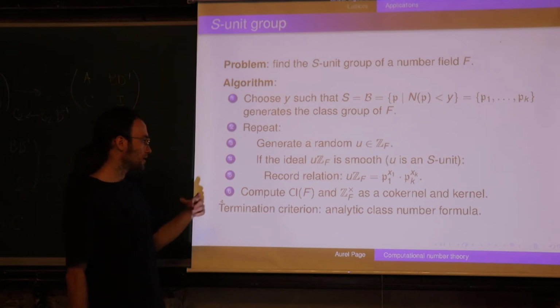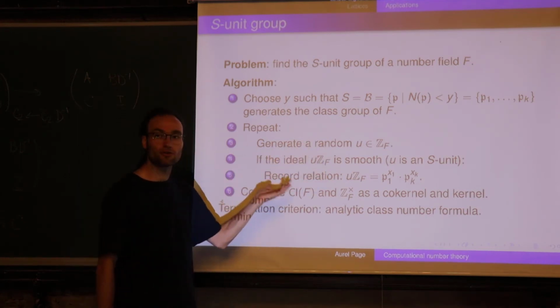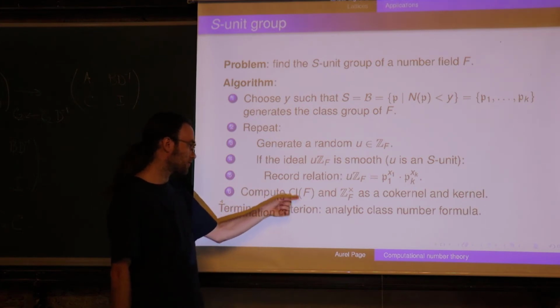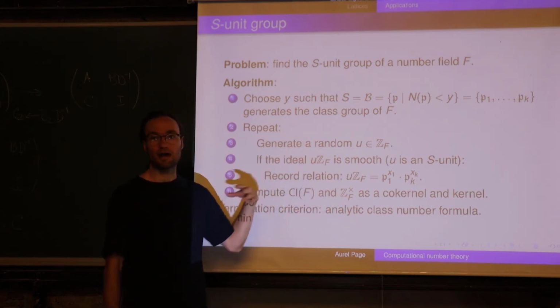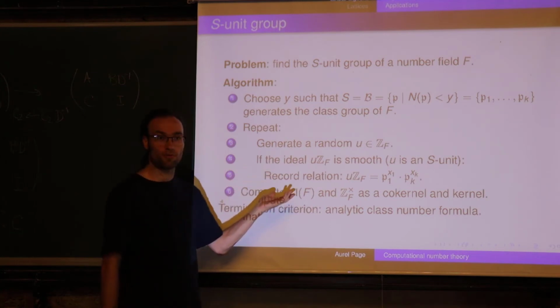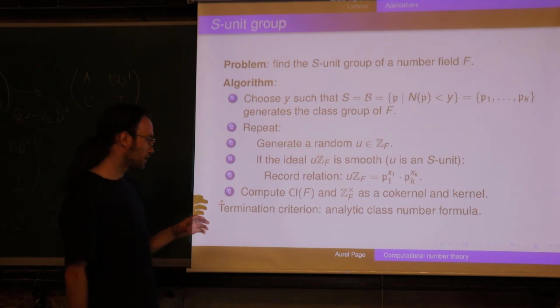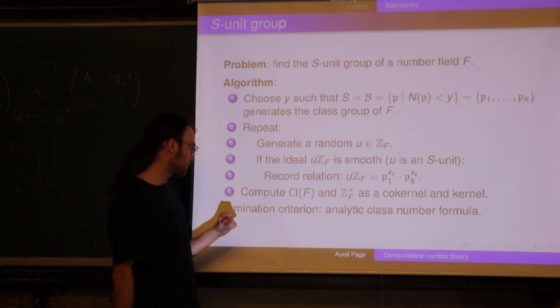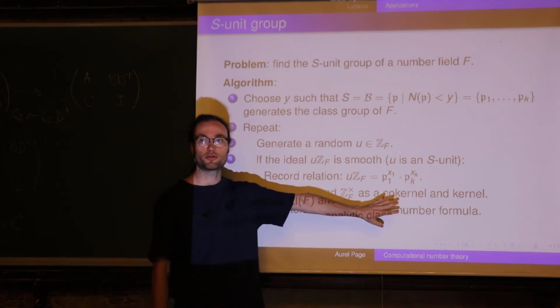And so if you have enough relations to get the full S-unit group, then this gives you the class group and the unit group. Now, the only problem is how do you know when to stop, when you have collected enough relations? So this actually uses an extra termination criterion, which is the analytic class number formula.